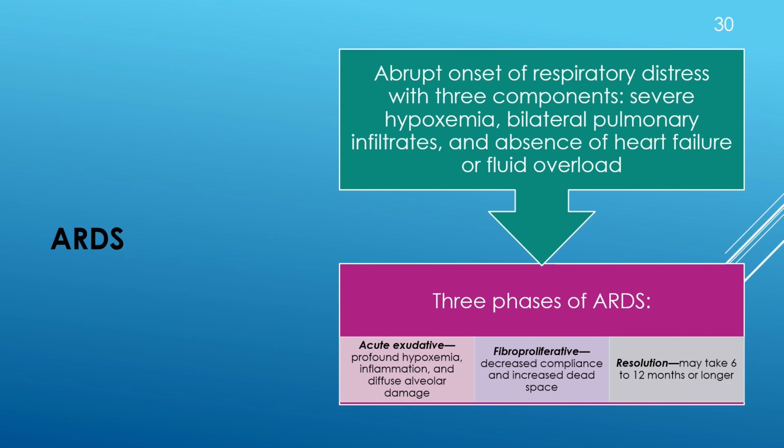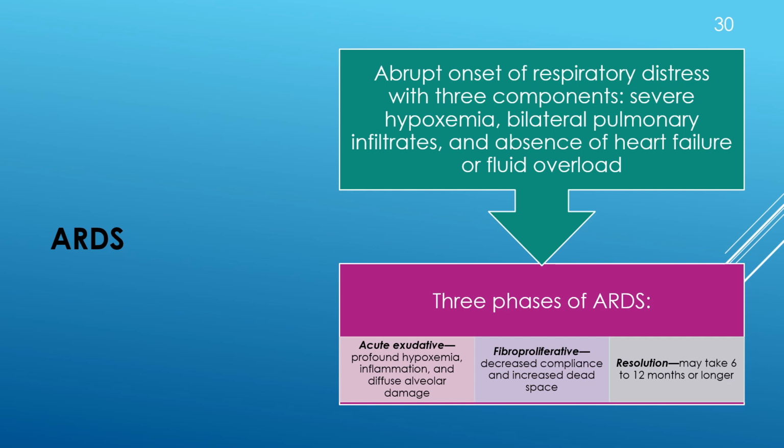Once you become fibrotic, that's when you see decreased compliance and increased dead space. At this point, you'll see your peak airway pressures climbing really high, and this is a time when you might want to consider inverse I ratio pressure control ventilation, APRV. You might want to use some kind of open lung strategy during this time. Resolution takes anywhere from 6 to 12 months.